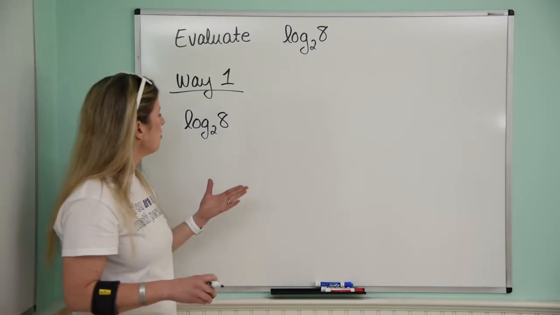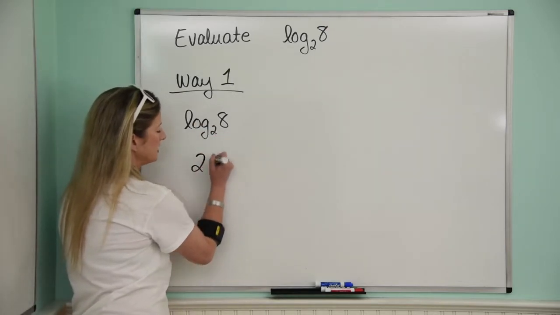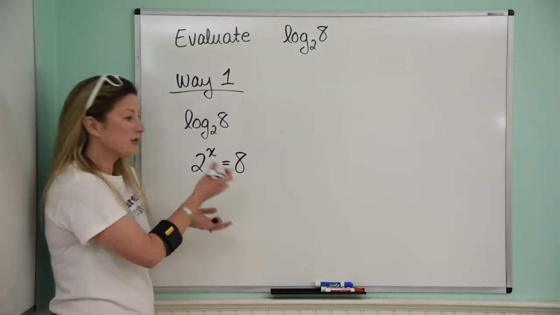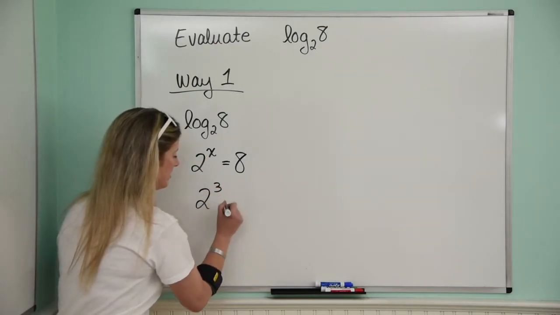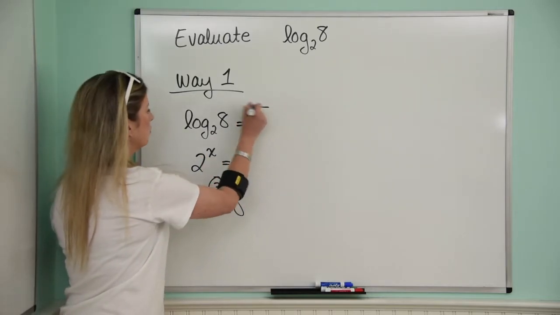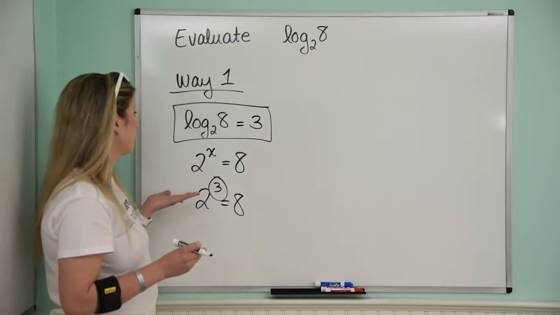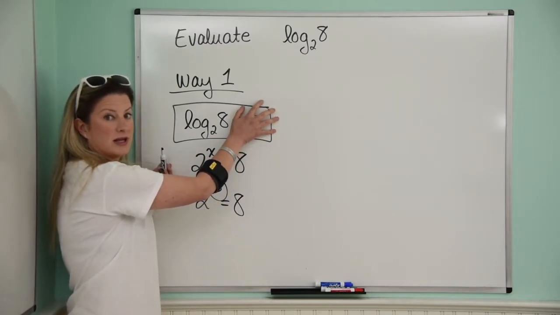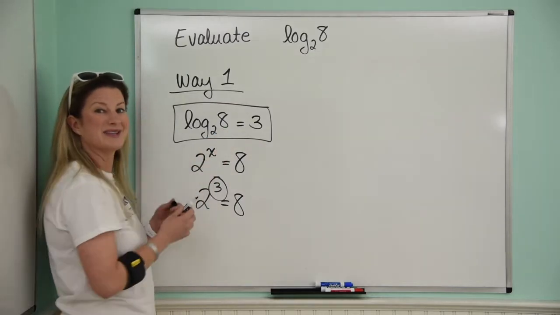If you know that, you can write it that way. What power do I need to raise 2 to get 8? And now you look at this and you say, oh, it's 3. I need to raise 2 to the third, and that will give me 8. So 3 is your answer. Log base 2 of 8 equals 3. It's that simple. It just equals the exponent, the power that we're raising 2 to get 8.